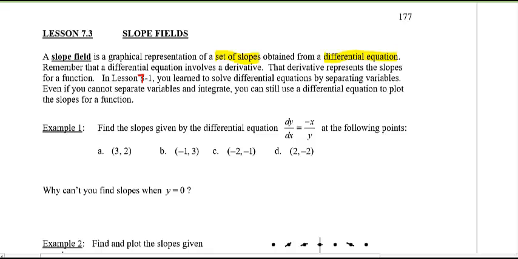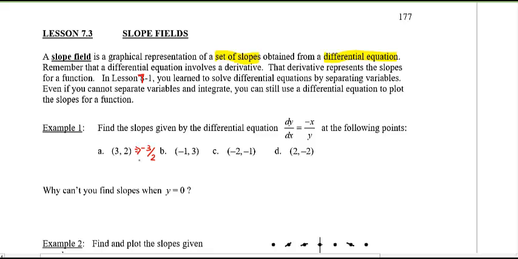So looking at example number 1, I've given you a differential equation here, and I'm going to ask you to actually find the slopes at 4 different particular points. So if the x value is 3 and the y value is 2, what is the differential equation saying, or what is the slope going to be? In this case it's negative x over y, so that would be negative 3 over 2. Okay, that would be the slope.